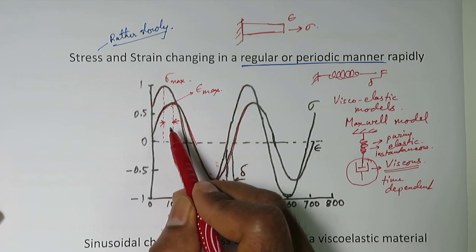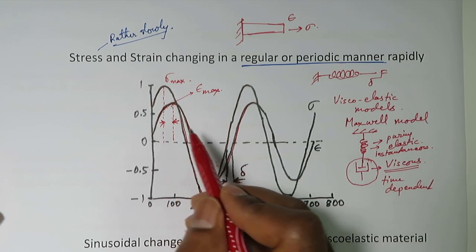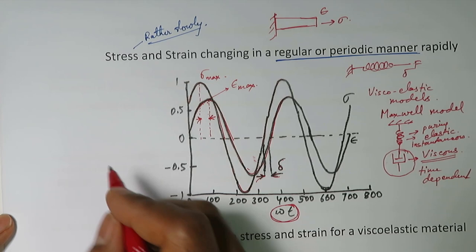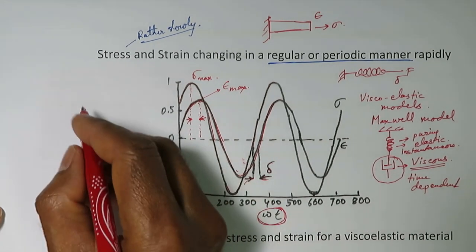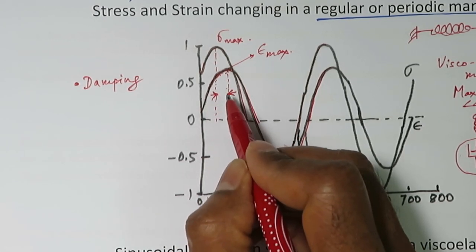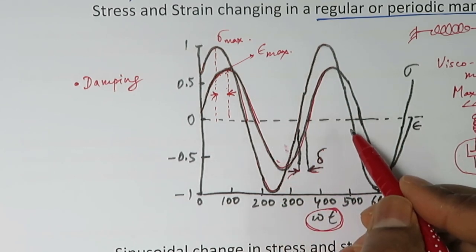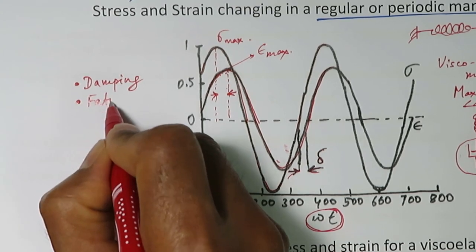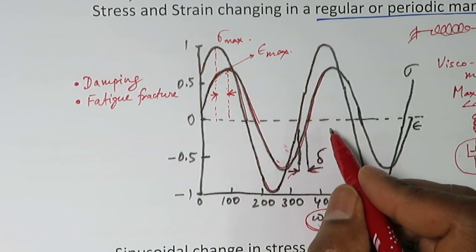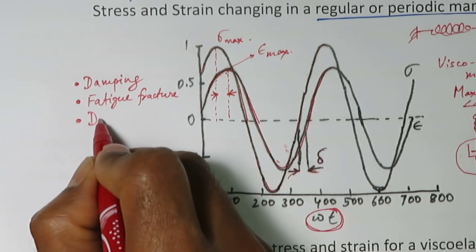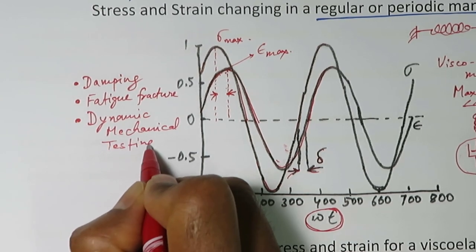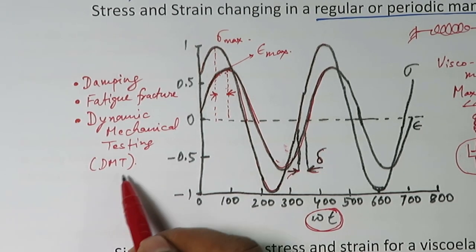Purely elastic materials, for example most metals at normal temperature, or ceramics, will not show this kind of behavior. So this is what gives rise to the viscoelastic nature. This viscoelastic nature, as we have discussed, gives rise to damping, because damping is basically a delayed response of strain with respect to the stress. And this kind of changing stress and changing strain can also give rise to what is called fatigue fracture. So fatigue fracture is also related to this kind of dynamic loading. And we have also mentioned dynamic testing, which is called dynamic mechanical testing. So DMT has been developed based on this.